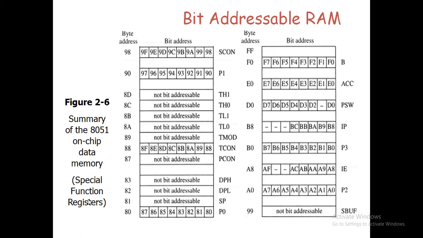This is a special function register. The address will start from 80 to FF. In this, there are 6 registers related to the timer and counter: TH1, TH0, TL1, TL0, TMOD and TCON. With the help of these 6 registers, we are going to perform the timer and counter program.